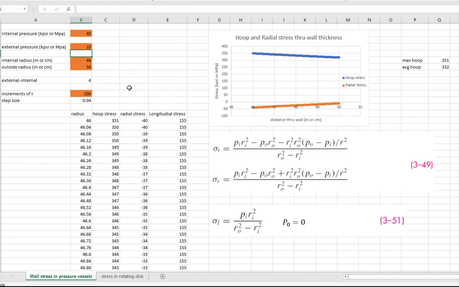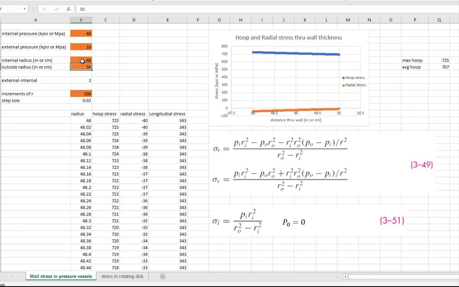What if we change the thickness of our pressure vessel? Let's go ahead and make the internal radius 48 instead of 46. How does it change things? You can see that by making it a thinner wall, the maximum hoop stress has gone up quite a bit because it's thinner. It's got to carry the same pressure, but it's thinner.